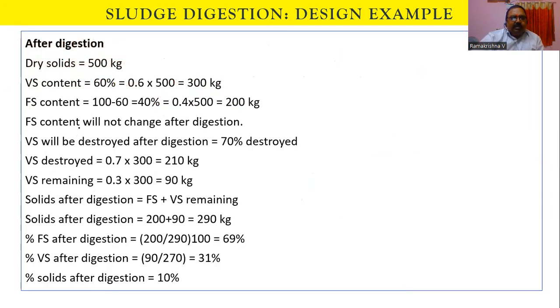What about the secondary sludge? That is after digestion. After digestion, if you see, the dry solids are 500 kilograms. Volatile solids content is given as 60%. So 0.6 into 500, that is 300 kgs. And fixed solids content will be 40% of 500. So that's equal to 200 kgs. Now, fixed solids content will not change after digestion. Fixed solids means inorganic. So there's no change in that. But volatile solids will be destroyed in the process. It is given 70% destroyed. So therefore, 30% remaining.